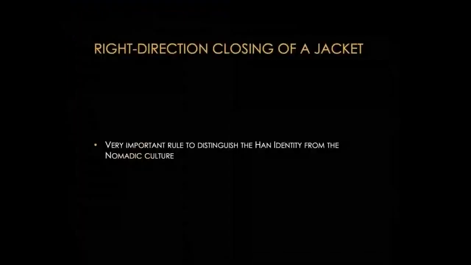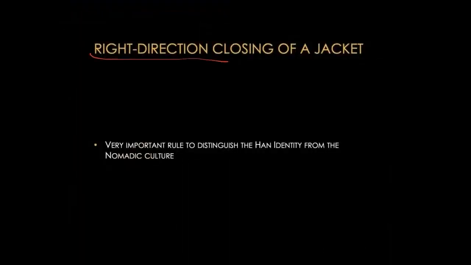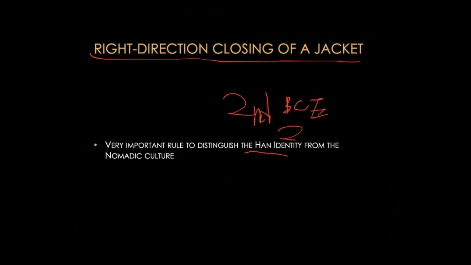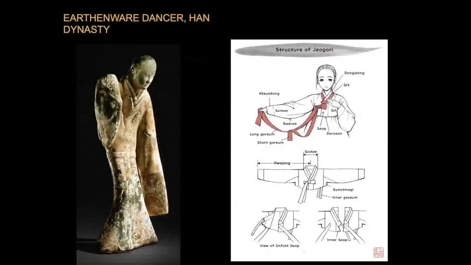And then one more thing that is very important is right direction closing of a jacket. So almost like a Confucian ideology from the Han Dynasty. Han Dynasty lasted from 2nd century BCE to 2nd century CE. So it's about 400 years, and that's also ancient time, almost equivalent to the Roman Empire. So here, there is this idea of right direction closing of a jacket. So when I show you, you will understand what it means.